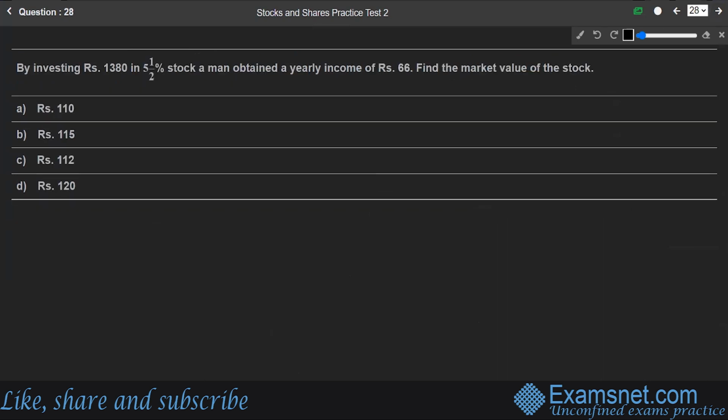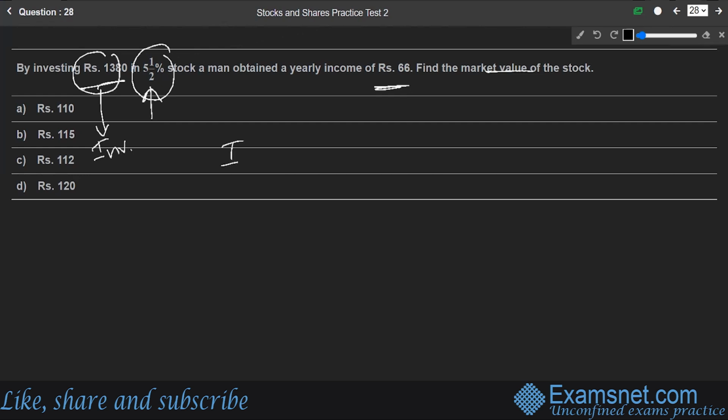Now, by investing rupees 1,380 in 5.5% stock, a man obtained a yearly income of rupees 66. Find the market value of the stock. So what all things have been given to us? We have to find the market value of each share. Total investment is given, 1,380. 5.5% is the dividend available on each stock, and an income of 66 rupees is being received.